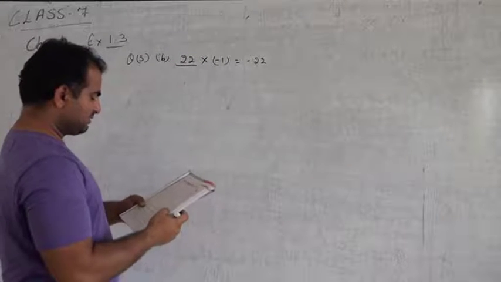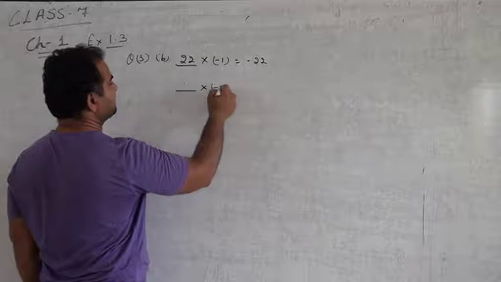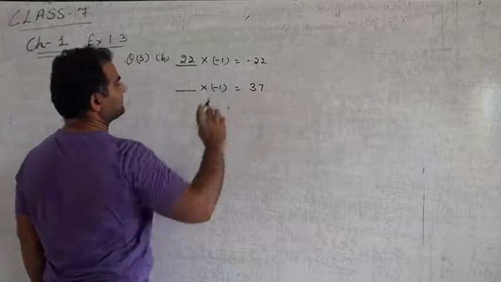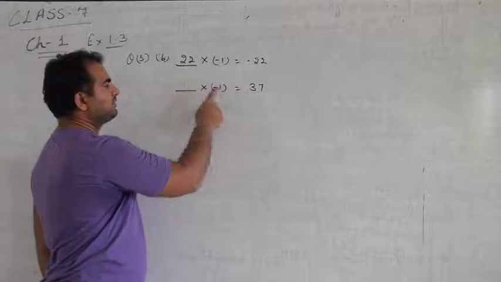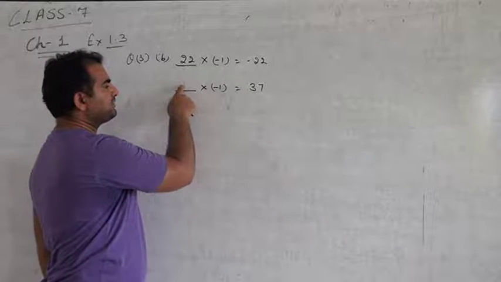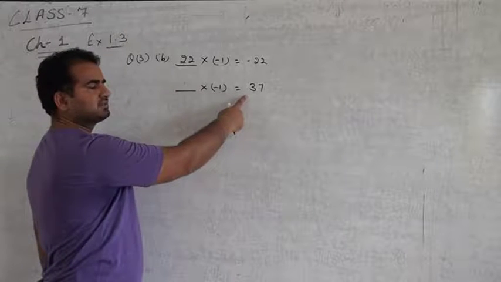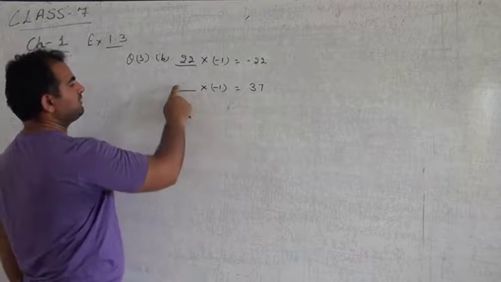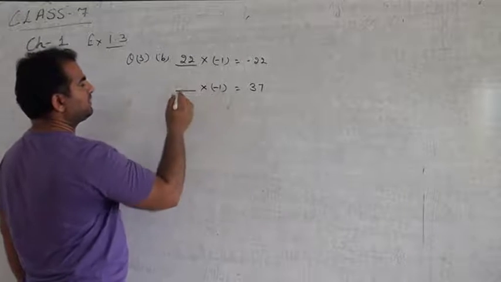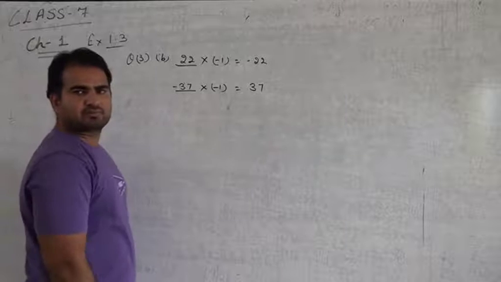Next is determine the integer whose multiplication with minus 1 gives 37. So the answer is positive. If we take the positive sign integer there, then plus into minus should be minus, but we want positive. So we will take negative into negative, which will be positive. So it will be 37 of negative nature.